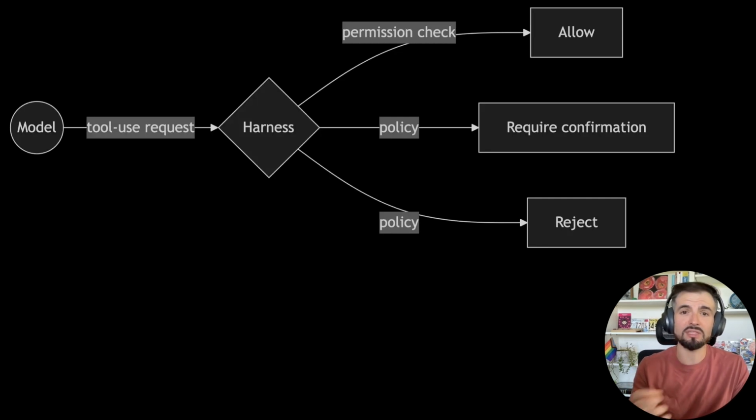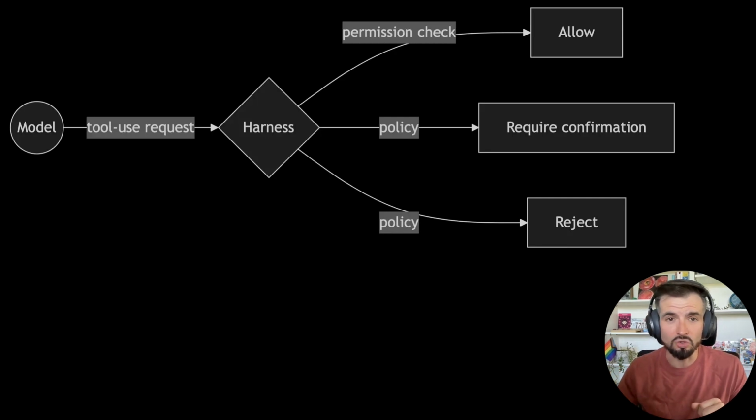The harness receives that request and decides whether to execute it. It might check the user's permissions, it might apply an organizational policy, it might ask for human confirmation, for example, or it might reject the request entirely. This distinction matters because a model being able to request an action is not the same as a model having authority to perform it. If the request is allowed, the harness invokes the actual tool implementation.